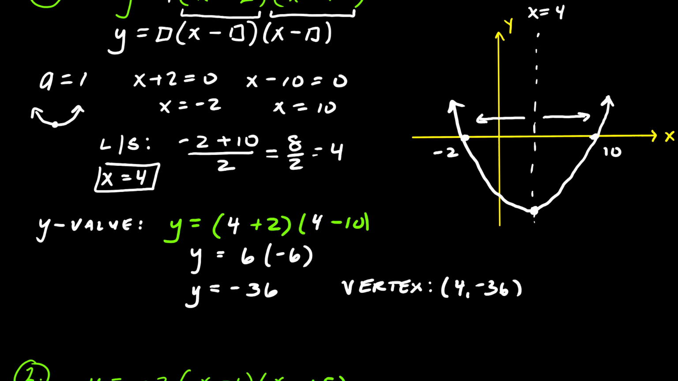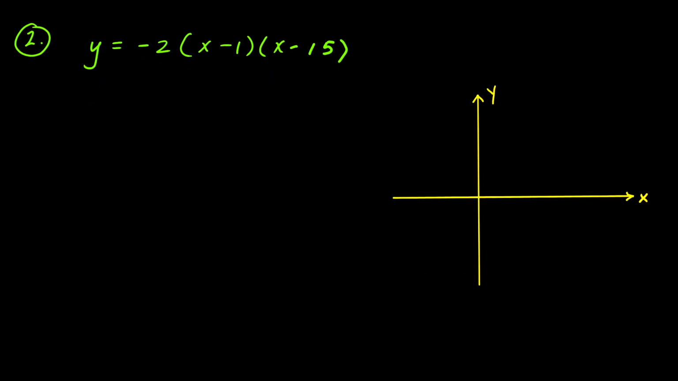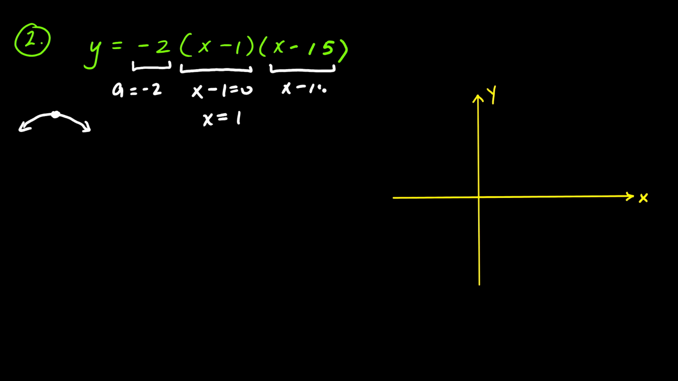Okay, our second example. In this case, we're going to notice that the a value, which I'll just identify here, a is negative 2. So this tells us we're going to be concave down, or our vertex is going to be a maximum. Our x-intercepts are the easiest thing to find. We set each factor equal to 0. So we have x equals 1 for the first factor, and then x minus 15 equals 0. So we have x equals positive 15 for the second. And again, we're just going to approximate those on the graph and put in some numbers to hold the spot.